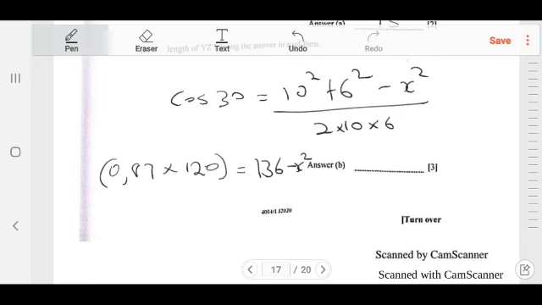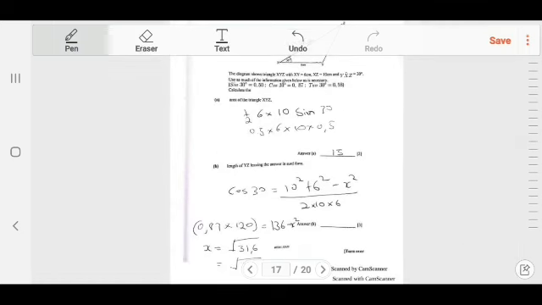Then I need to take the square root of the answer to find x. So x equals the square root of 31.6, which is the same as the square root of 158 over 5. Okay, so that's our answer.